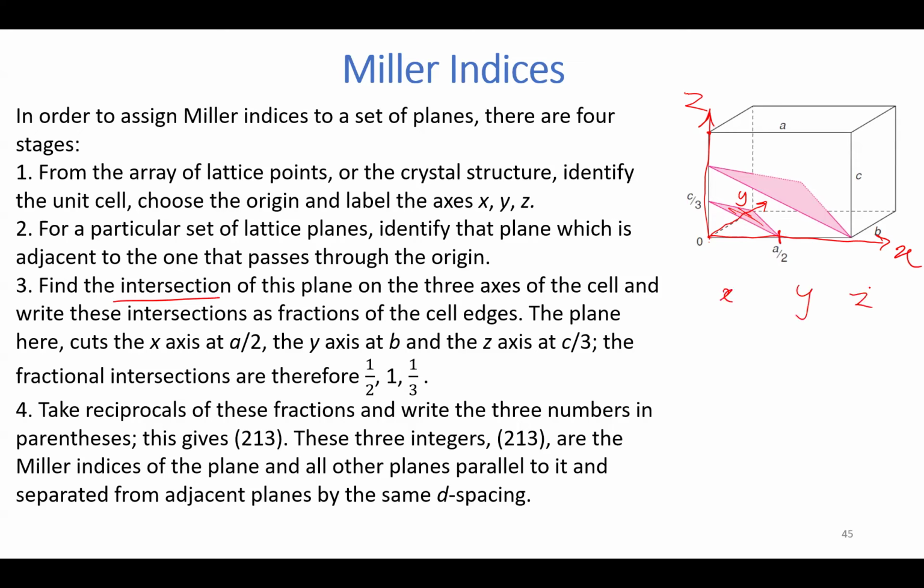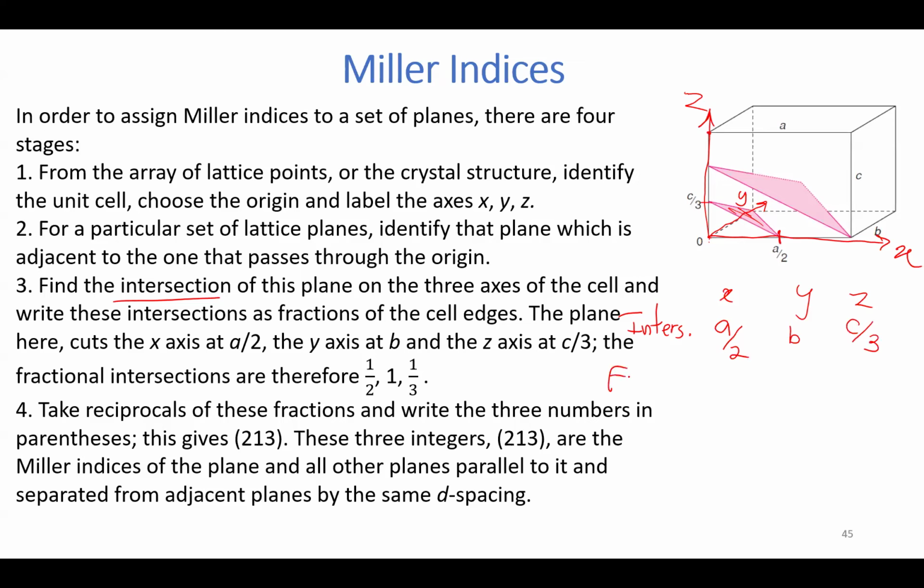So your intersections for x would be a divided by 2. For y, it would be the whole b, so the whole unit cell length. And then along the c-axis, it will be c divided by 3. Is it clear? This is actually the second step.